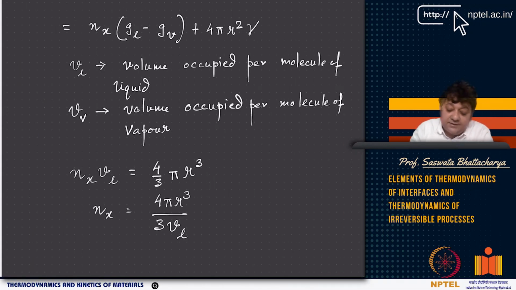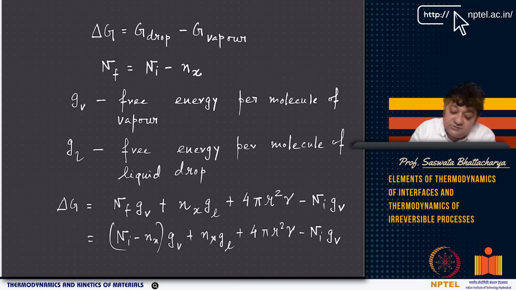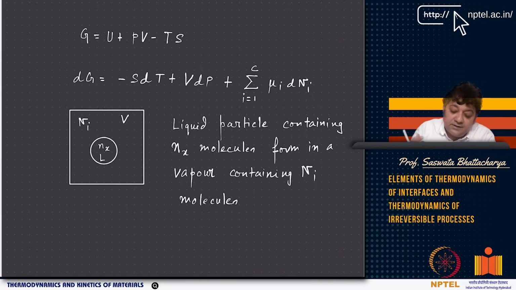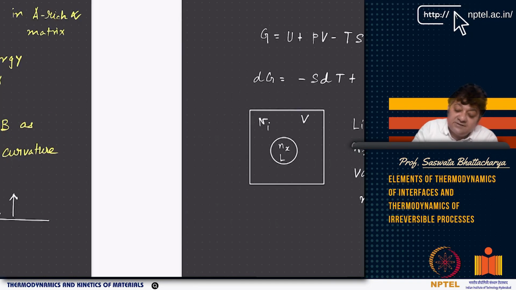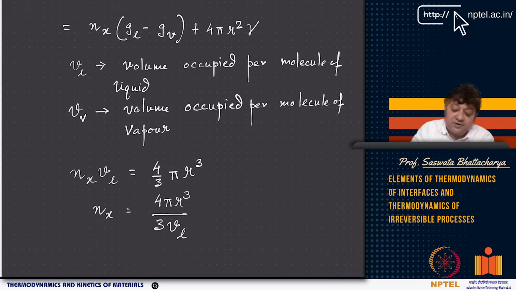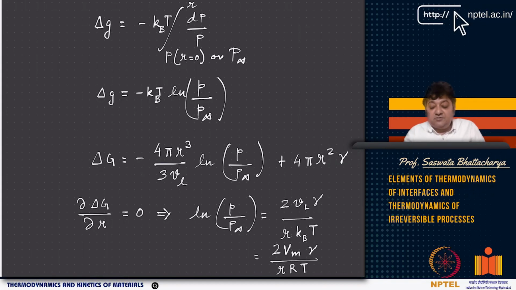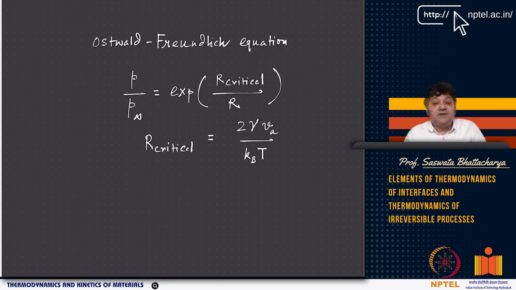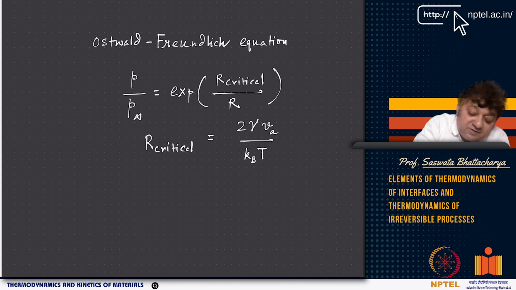You are taking a spherical particle, and you have some Nx molecules in the liquid phase. So the liquid phase has just come out, right? So you have this B, which is immersed in an air-rich matrix, and gamma is the interfacial energy. Find the vapor pressure of B as a function of its radius of curvature, and that is exactly what I have done here. So you go through this, okay? You go through this, and you will get this very famous equation called the Ostwald-Freundlich equation. Again, this will not be a part of the exam.